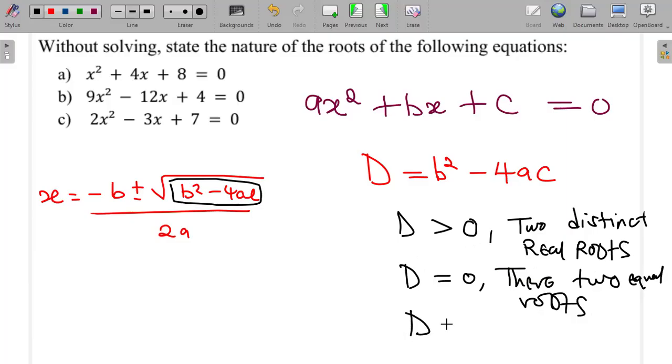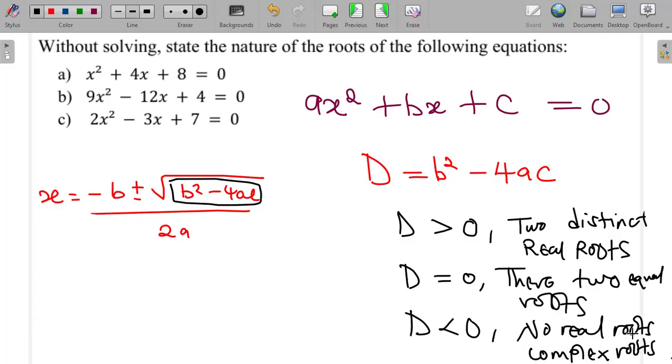Then if your discriminant is less than 0, meaning we have a negative number under the root there, you're going to say we have no real roots. And this is the same as just saying we have complex roots. Okay, we have no real roots, or you can say we have what? Complex roots. So it's all about the discriminant.